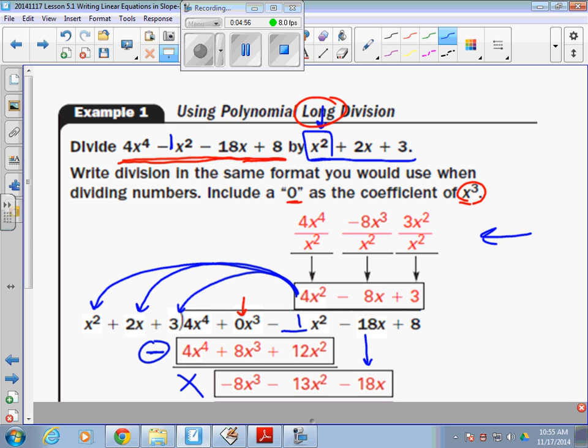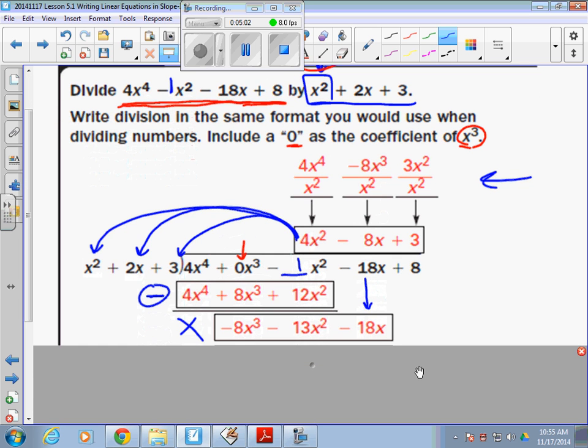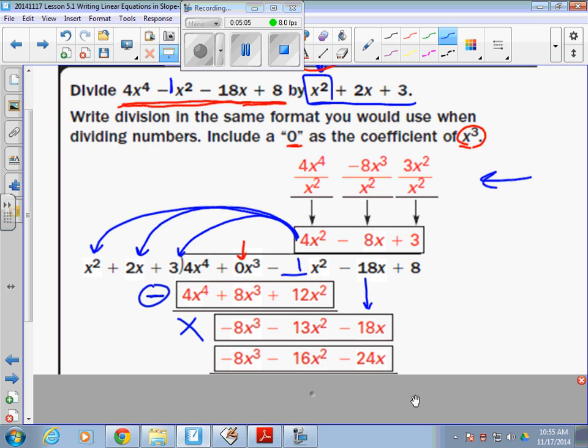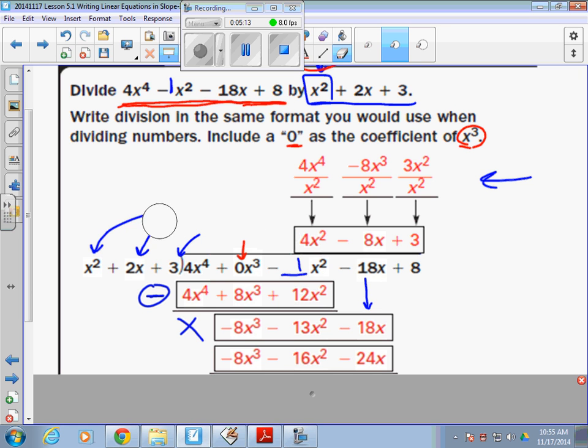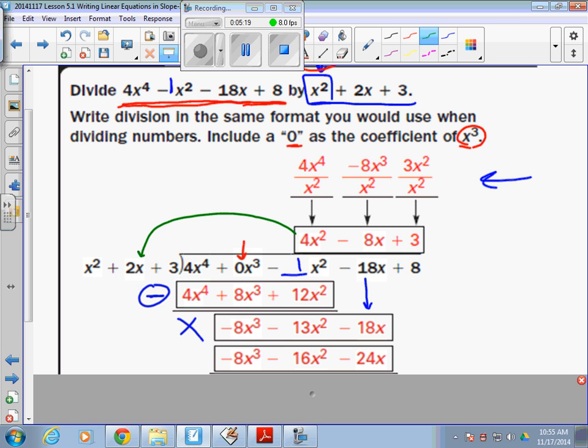So now you have negative 8x to the third minus 13x squared minus 18x. And then you multiply the next term by it. So we're getting 4 times 2x now. Let me erase all of this just to show the next step. 4x squared times now this one, 2x, is going to be 8x squared.